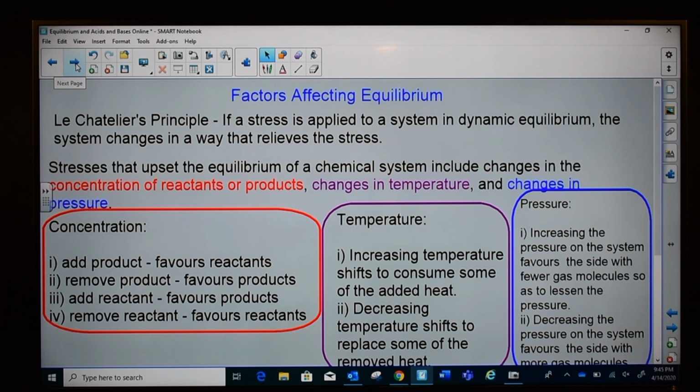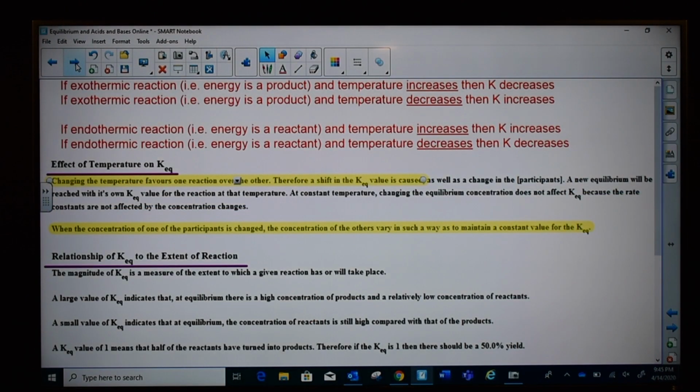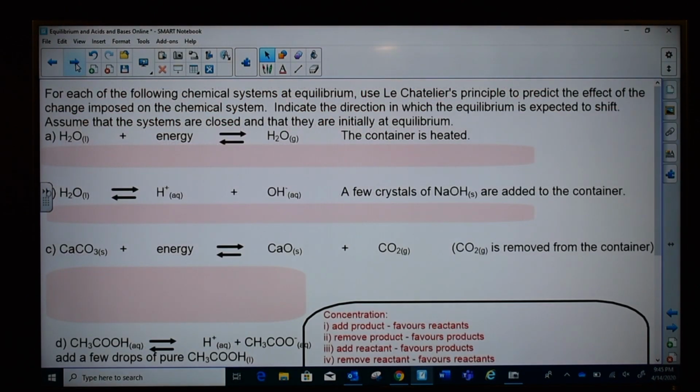In years past, I would ask students to memorize that, but there's really no need. It makes common sense if you look at some examples. I'll come back to this slide in a second. If we look at these examples, the first one, water is being heated up. It goes from its liquid state to its gaseous state. What if the container is heated?